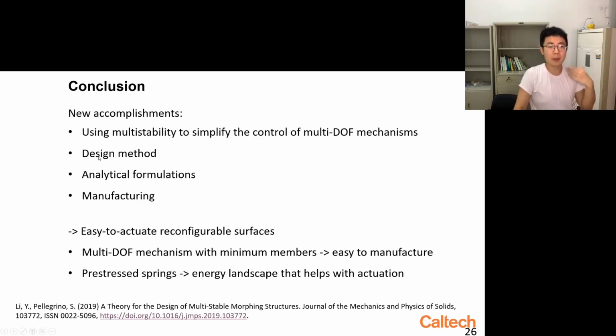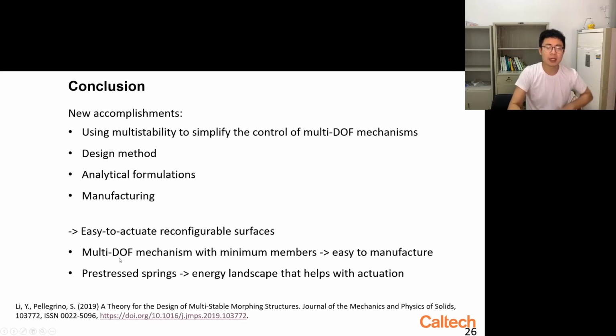So we also propose how to do it, right? We say, oh, this is multi-stability, but we also say how to design for multi-stability. And we have a set of analytical formulations, and correspondingly we propose manufacturing methods, right? This is our contribution. I did this for a long time in my postdoc. And by doing this, we end up with what's called an easy to actuate reconfigurable surface.